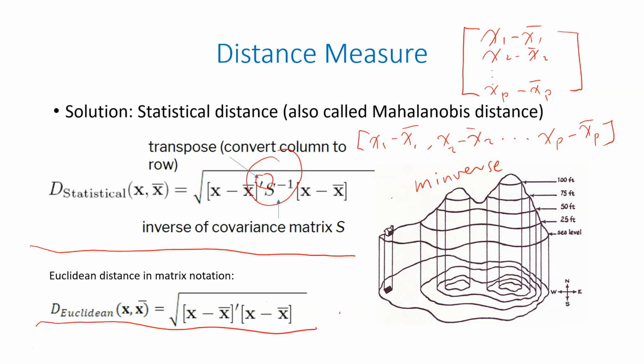By including the inverse of the covariance matrix, statistical distance has taken into account the correlation between the variables. In other words, when measuring distances, now statistical distance not only takes into account the aerial distance between 2 points, but the terrain between the 2 points as well.